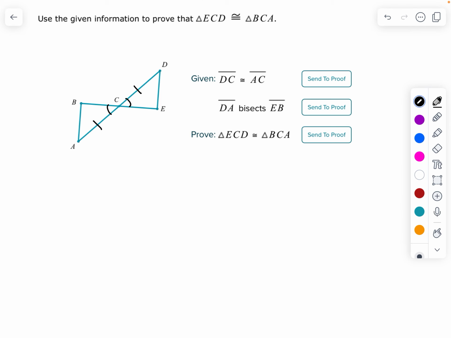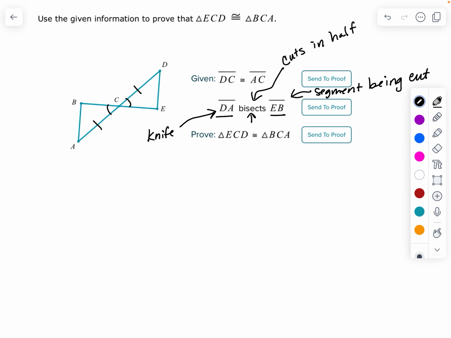Okay, when we say DA bisects EB, bisects, of course, means cuts in half. So one is cutting the other in half. This guy right here is the knife. And this is the segment being cut. All right? So pay attention to what's happening to what.